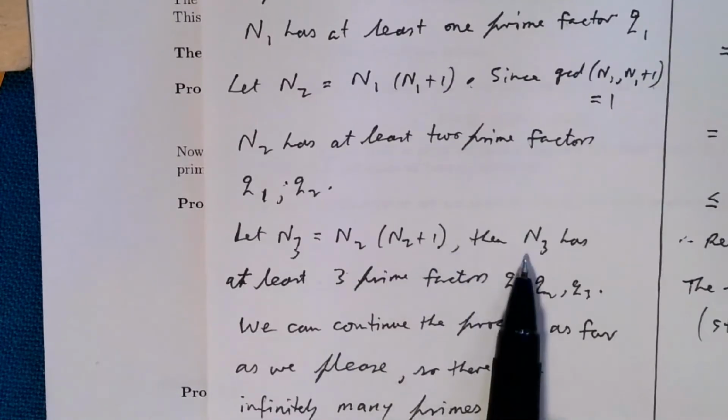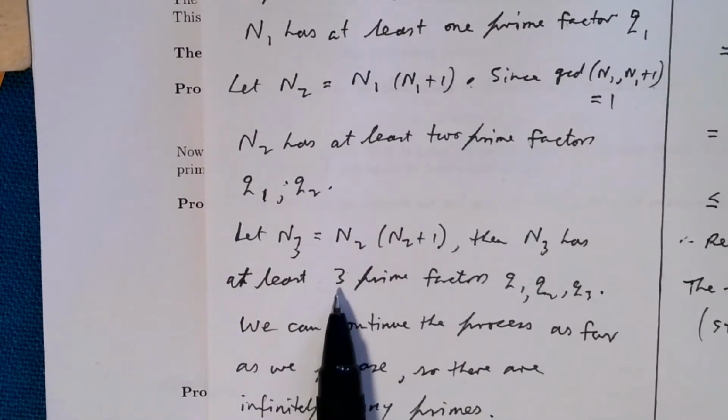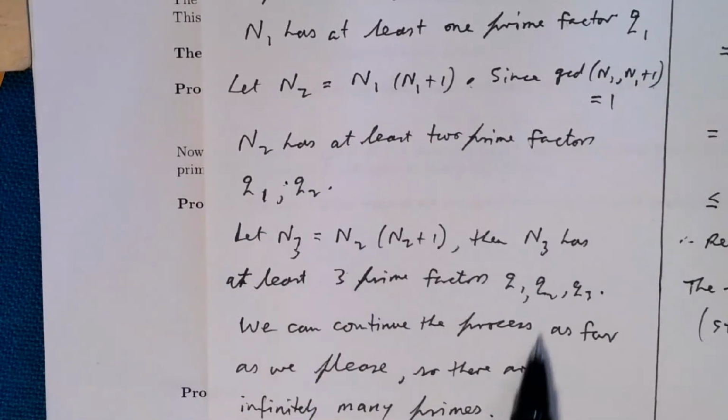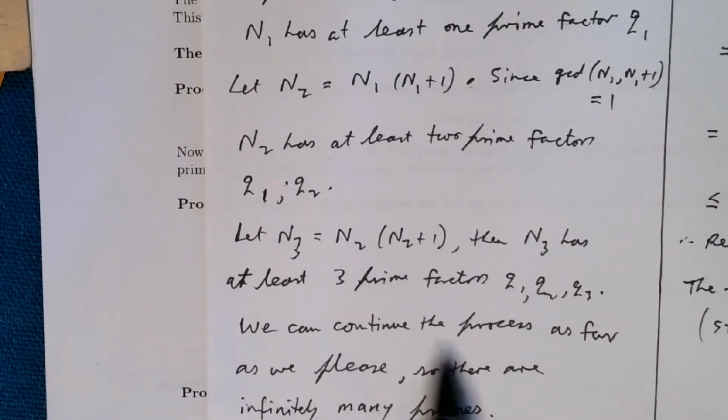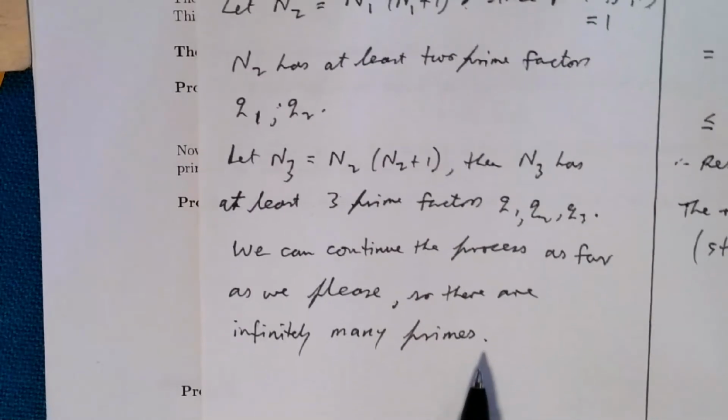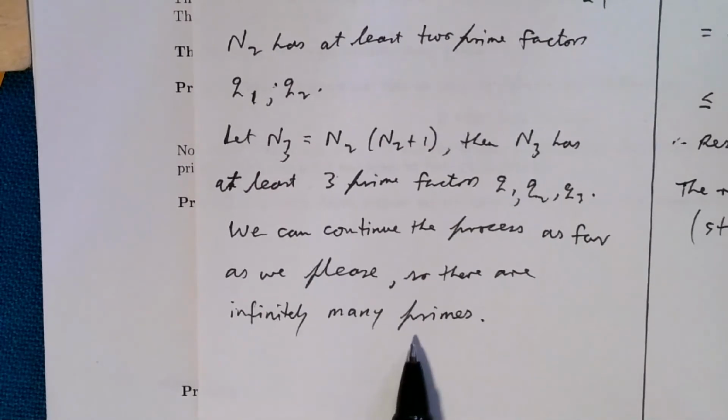Then this number also must have at least three prime factors, because n2 has factors q1, q2, and there must be another prime factor dividing n2 plus 1. And you continue this process as often as you please, and that therefore enables us to construct infinitely many primes.